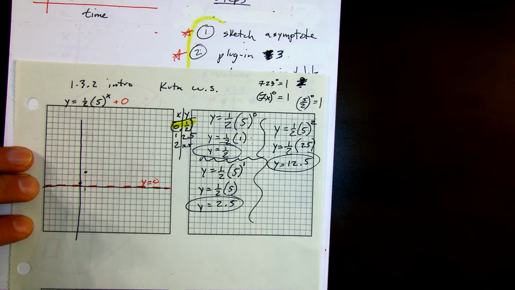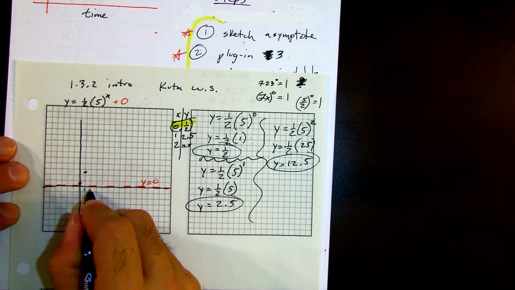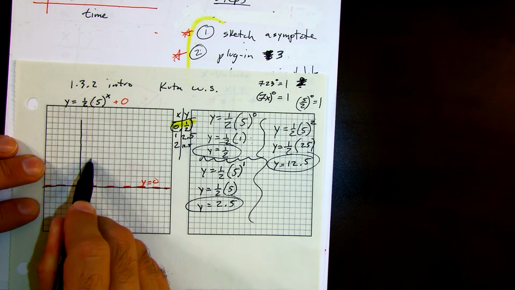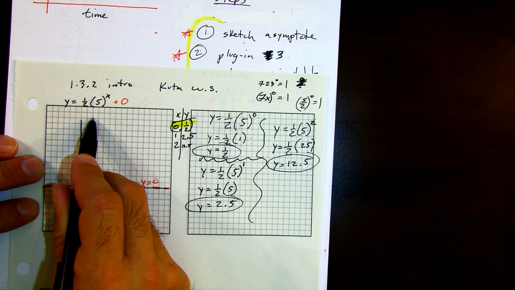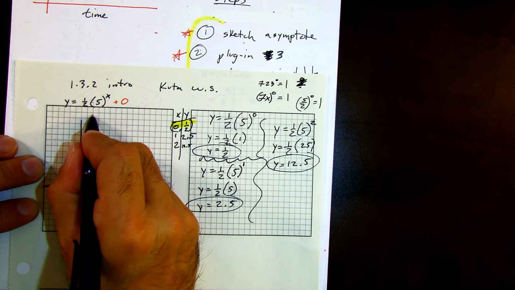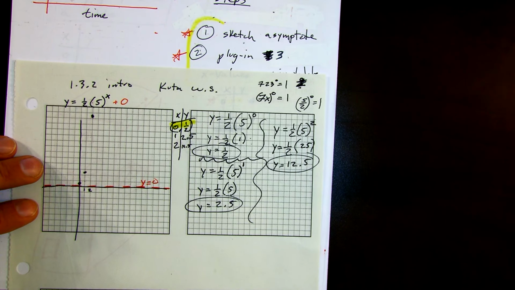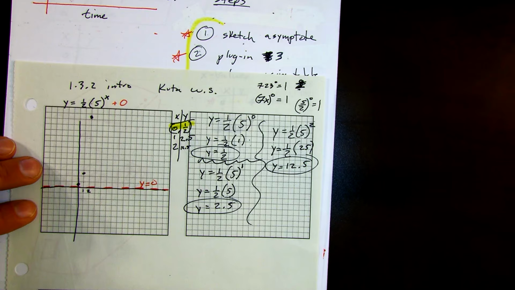That's hard to see. So I go here to 2, and I have to go up 1, 2, 3, 4, 5, 6, 7, 8, 9, 10, 11, 12.5. All right. Now let's just connect the dots. Connect the dots. Go and do it.